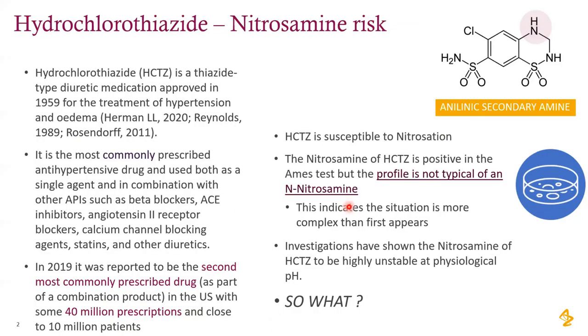So what we started to do then was a series of investigations really to look at the nitrosamine of hydrochlorothiazide. And one of the first things that we clearly demonstrated and could see was that the nitrosamine itself, although facile to form, was equally extremely unstable under physiological pH. And so the question as regards that is, so what? What does that actually mean?